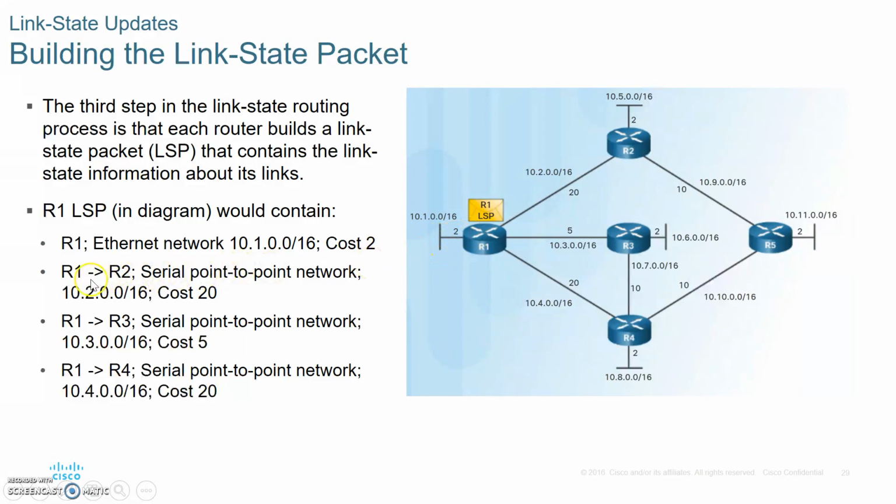Similarly, it will build the link state packet for here, which is connected to R2. It's a serial point-to-point link. Cost is 20. This is the network for this serial link. It also built the link state packet for the link between R1 and R3, and also the link from R1 to R4. So there will be four link state packets, and it's ready to send them to the neighbors.